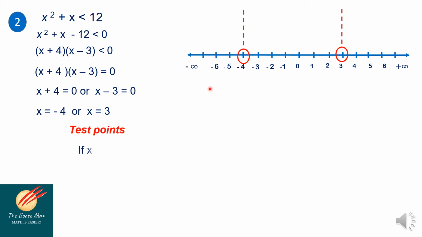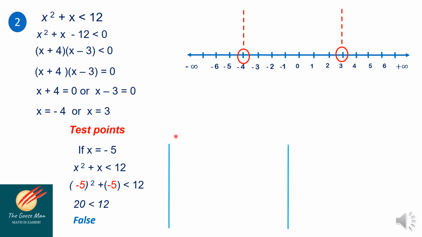Again, let's start with negative 5 because this is to the left of negative 4. Again, using the inequality, substitute the value of x, which is equal to negative 5. So negative 5 squared is 25, minus 5. Is it less than 12? So 20 is less than 12. So we can say this is false, meaning to say this region is not a part of the solution.